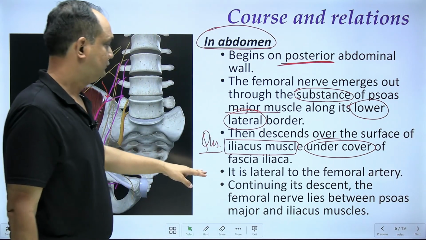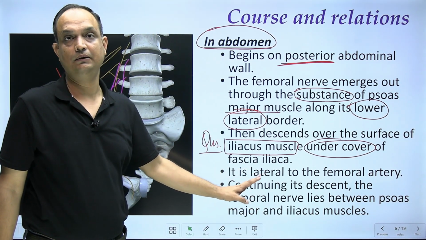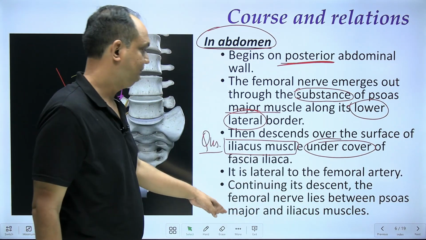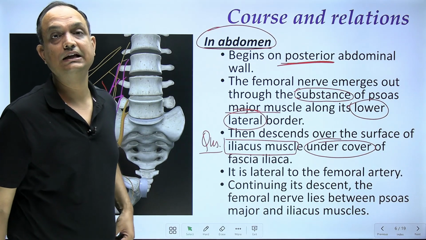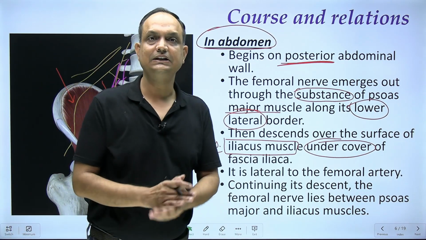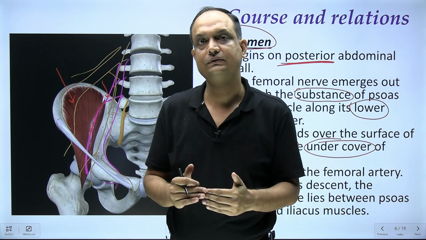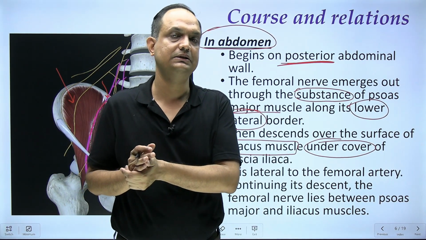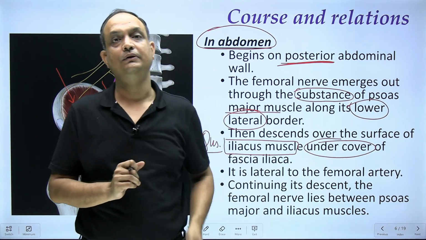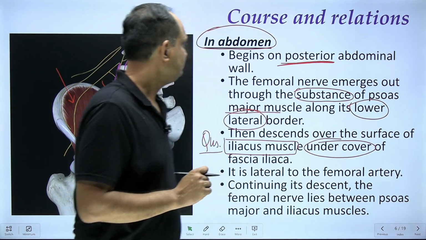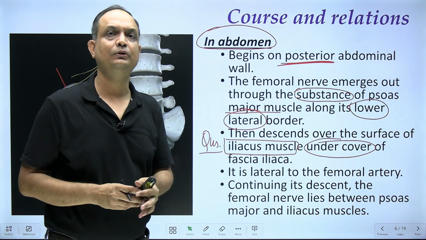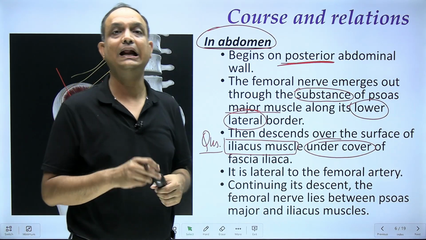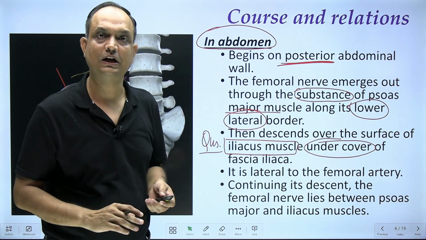Clear? So it is related to the femoral artery, but obviously, and continuously the femoral nerve descends and the femoral nerve lies between the psoas and iliacus. Now this is again an important thing. When you see the front of thigh, you have a groove between the iliacus muscle and the psoas major, and that groove lodges the femoral nerve. Clear? So, what is the course in the abdomen? In the abdomen, the formation is there. In the abdomen, it emerges out from the lower lateral border of the muscle known as psoas major.